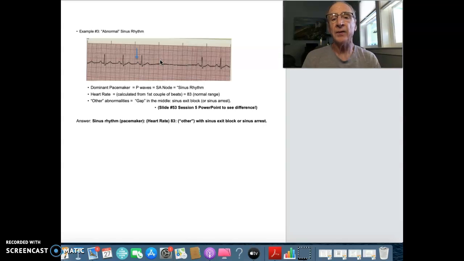Now, this is the first ECG we talked about that you're actually going to have an answer for on the third thing you should check for, and that's any abnormalities in the strip. And you have an abnormality right here. And if you remember, if you go back to slide 53, this abnormality is either a sinus block or sinus arrest. I'll just tell you right now, it's a sinus block. So your answer, to get full credit, reading this ECG interpretation will be sinus rhythm, or sinus rhythm will work, heart rate of 83 with a sinus exit block. Or it could be a sinus arrest, but you're going to have to take my word for it. It's a sinus exit block.